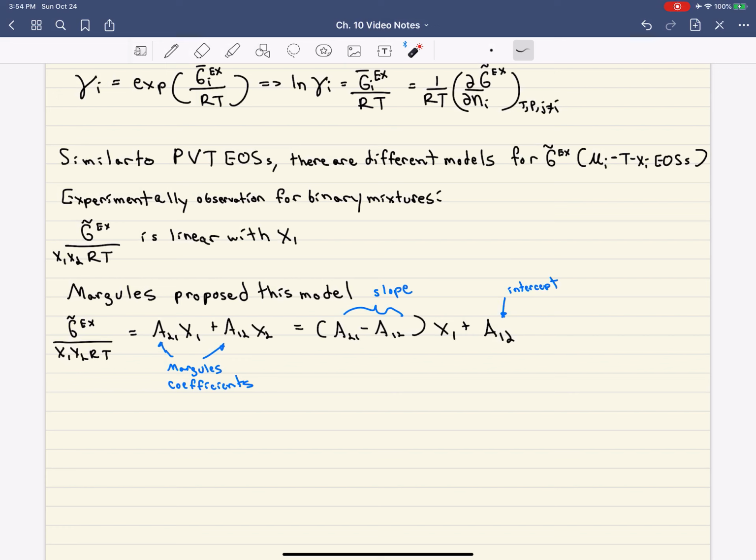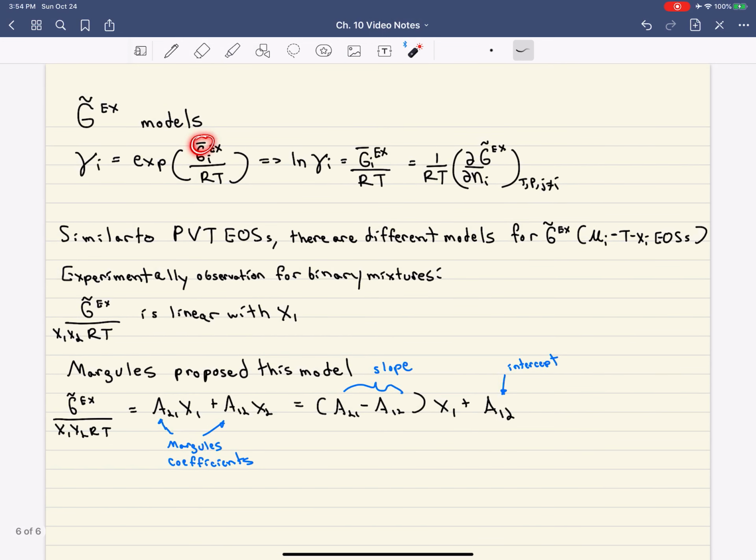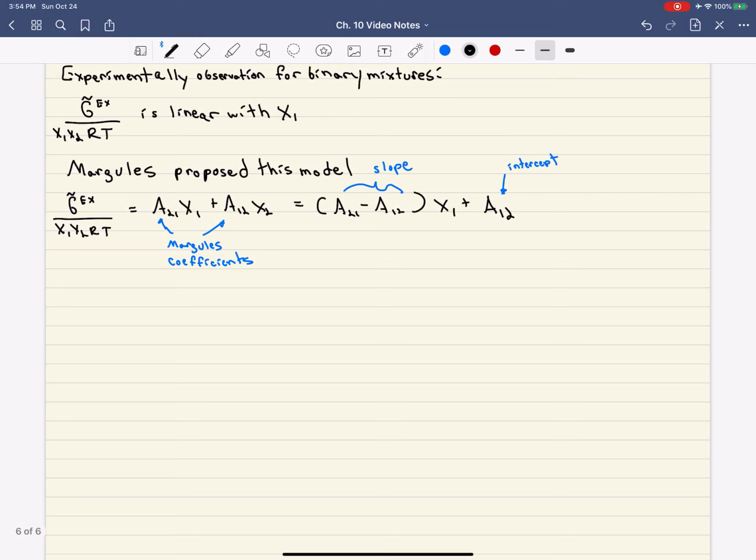Okay. In any case, so we have this is equal to this. But if we want to calculate G_i bar, we need to take the partial derivative of G^XS. Okay. So now let's rearrange the equation so that we have G^XS over RT is equal to x1 times x2 times (A21 minus A12) x1 plus A12.